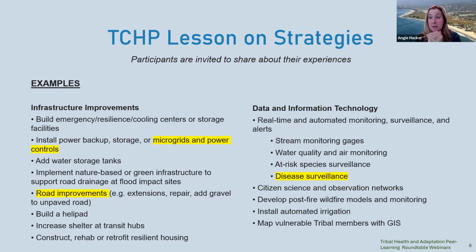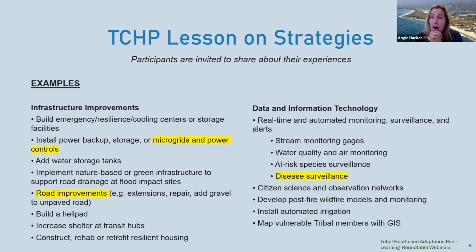One tribe was thinking about building a helipad because they're so remote that getting access to emergency services is difficult. And they had a site that was going to be able to allow helicopter service to their entire region. And that was something that they could do.